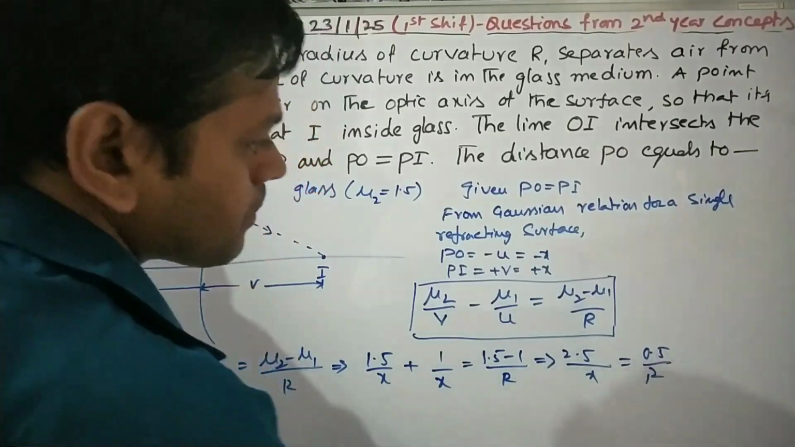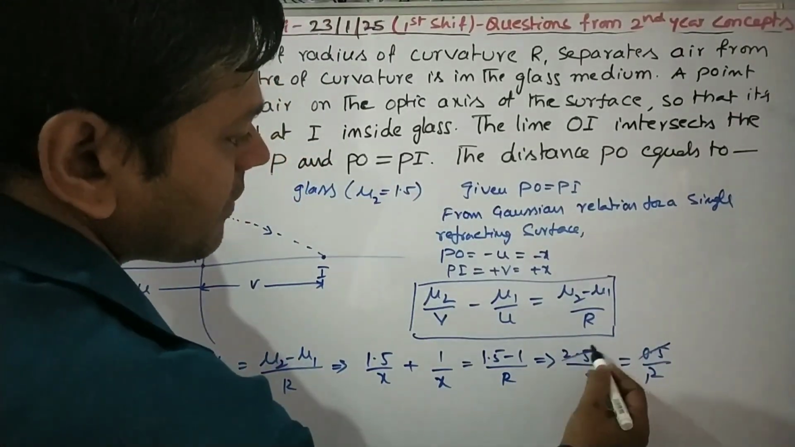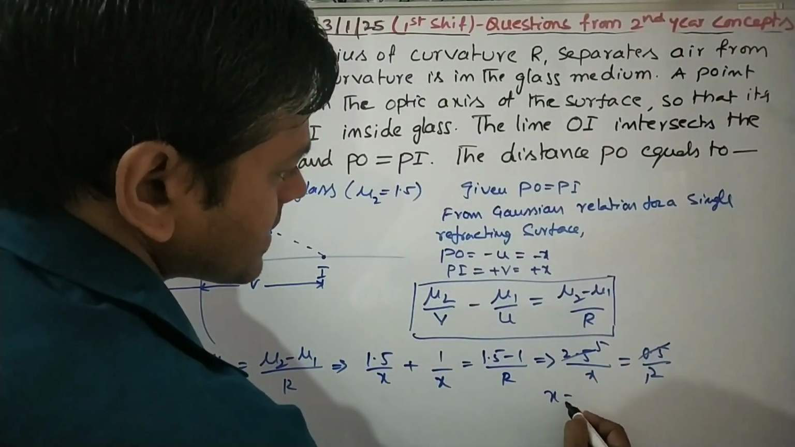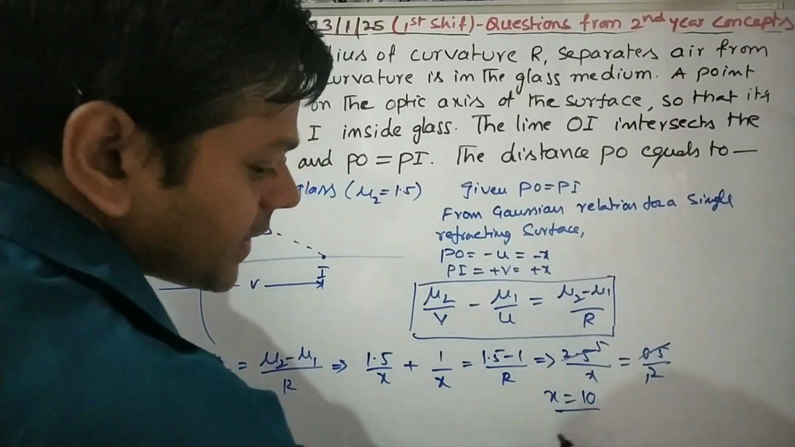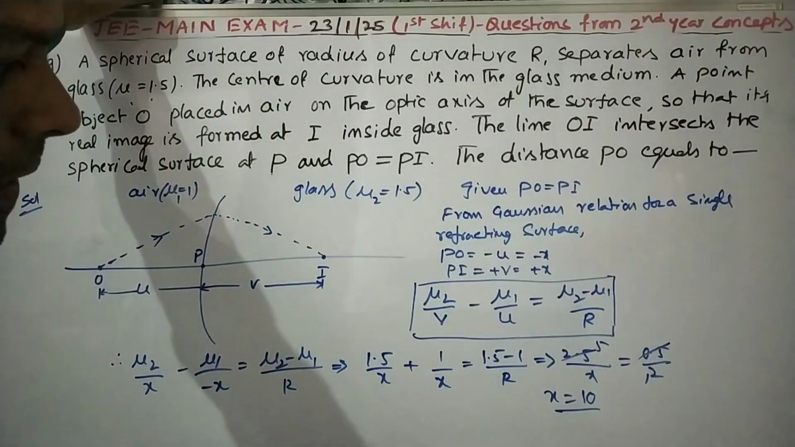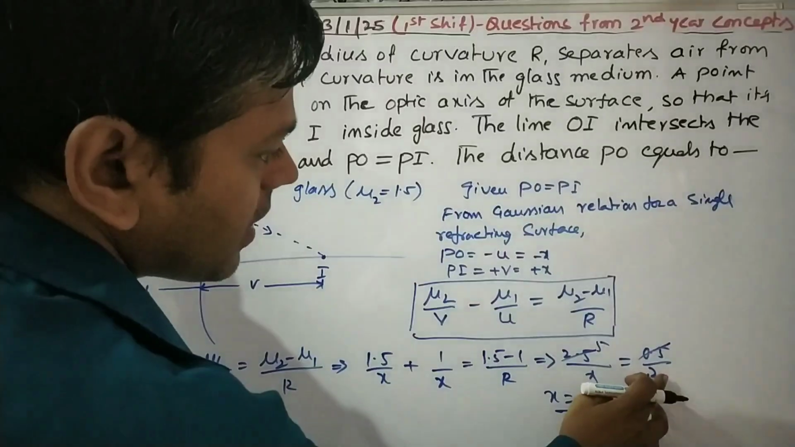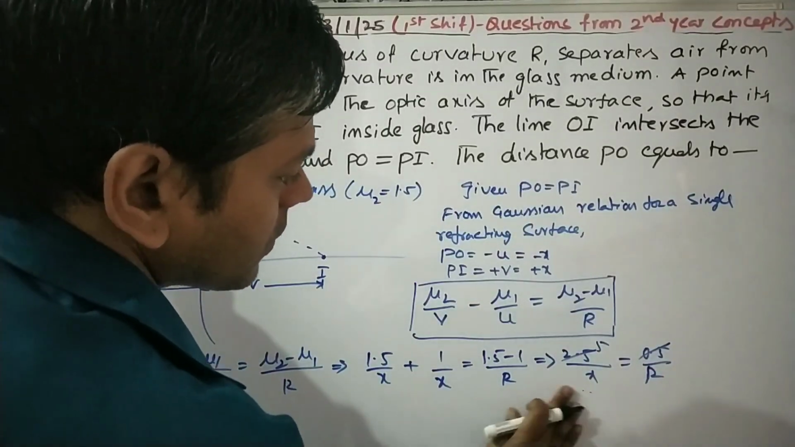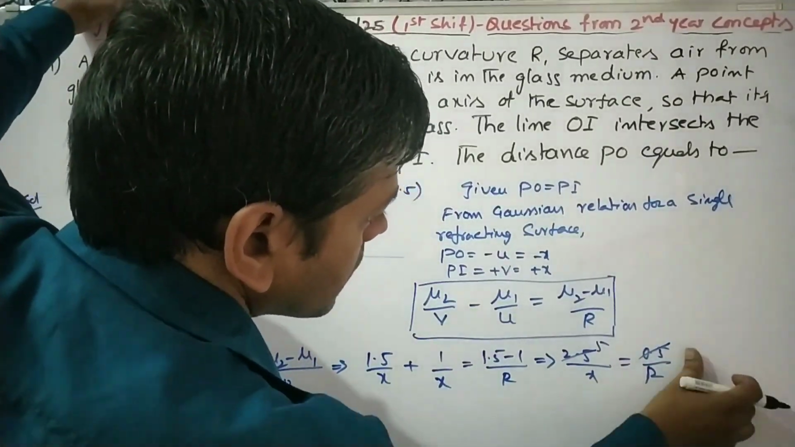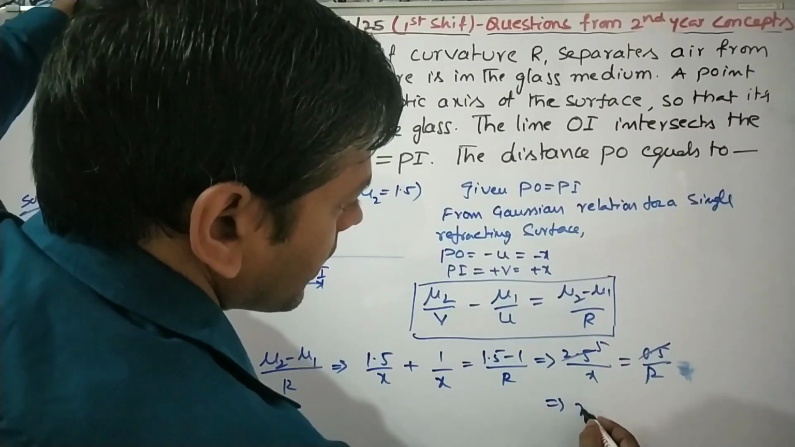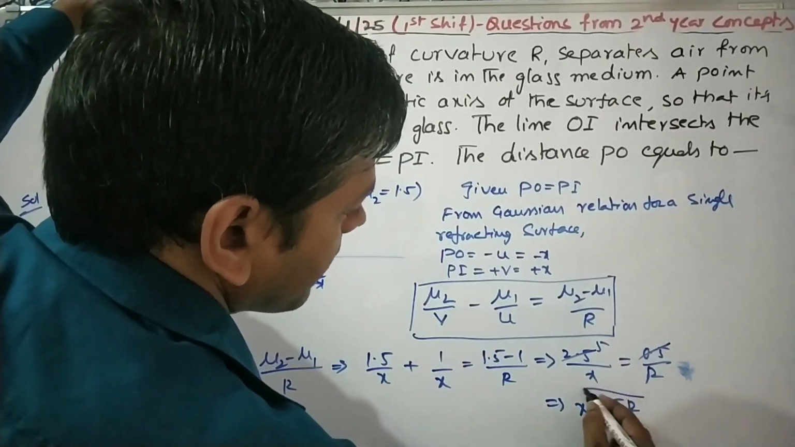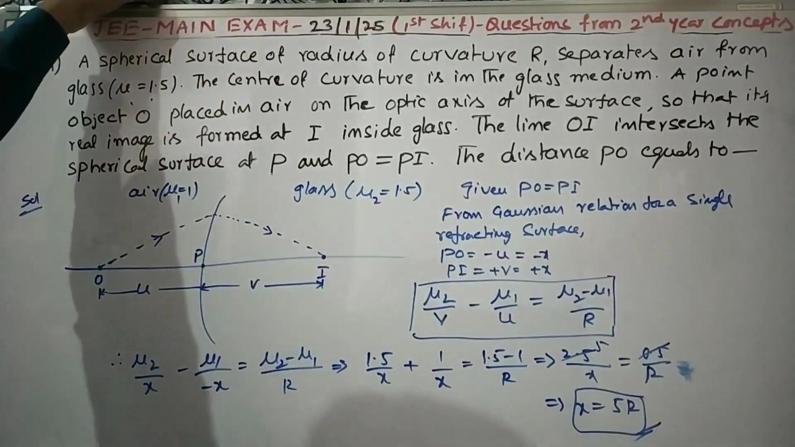0.5 by r, isn't it? 5 1 ja, 5 5 ja. That means x is equal to what? 10. Okay, x is equal to what? 5. That is, this is r here, not 2. That implies x is equal to what? 5r. This is the answer for this question. Okay, right.